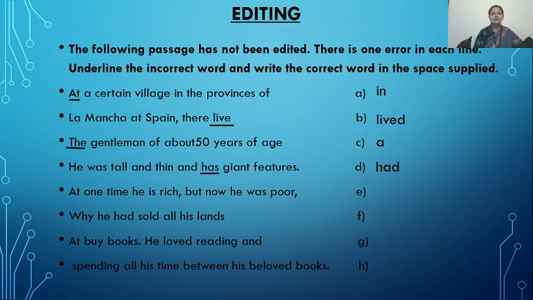Now look at the fifth sentence. At one time he is rich, but now he was poor. Again, the same mistake has been repeated, as all the lines are in past tense and is represents the present tense. Okay, so the problem is with is, it is wrong and it should be was. Now look at the next sentence, children. Why he had sold all his lands.